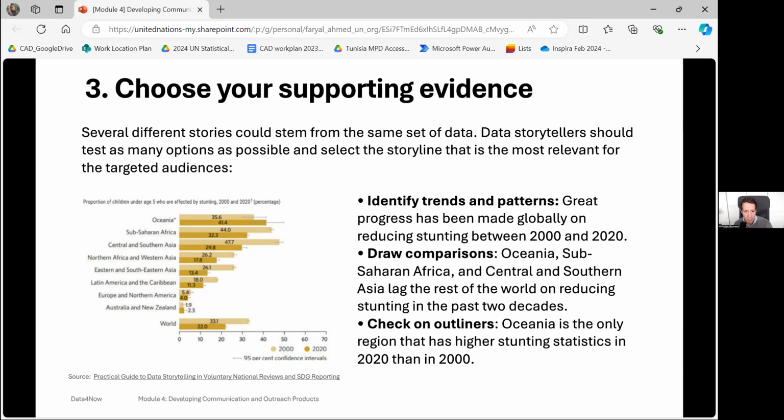So in the case here of the data on the reduction of stunting, there's a lot of data, whether it's a global or regional comparison with different years. So I think it's choosing first which ones are relevant for you, and then digging into that and finding really what is the story and what is the key message.